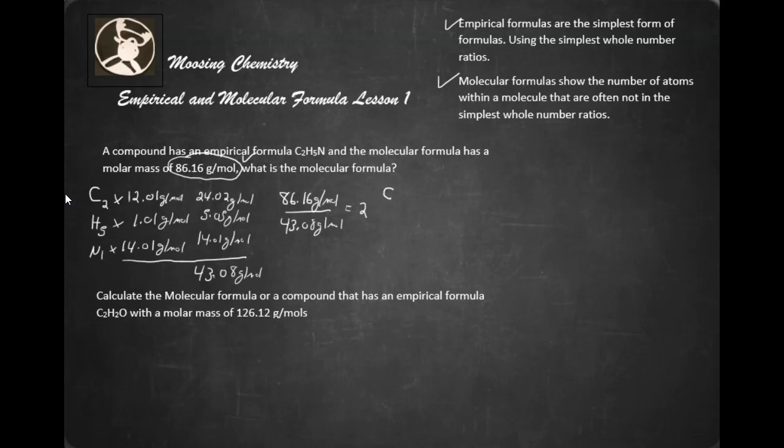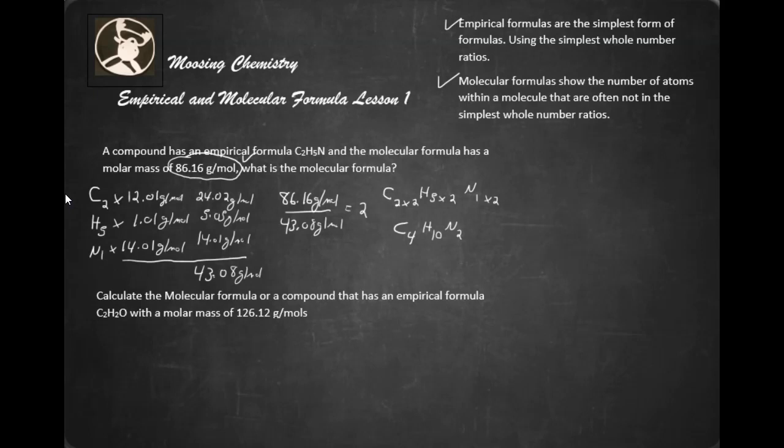So C2 times 2, right? H, 5 times 2, and N, 1 times 2. So our molecular formula is going to be C4H10N2. All right, pretty cool. Let's look at another problem.